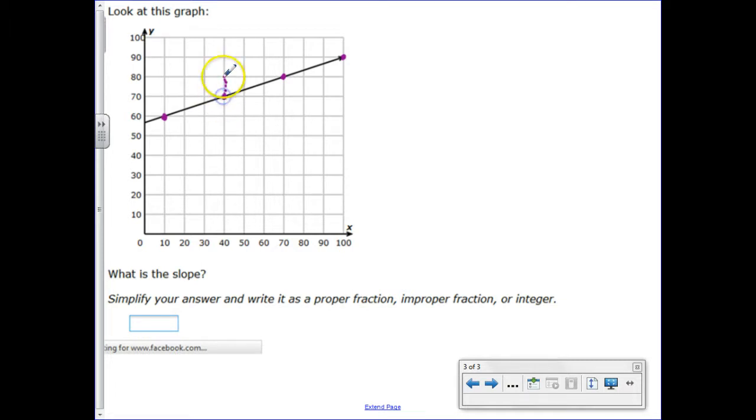This is my rise. I went from 70 to 80. So my change is that I was going up 10. My rise is positive 10. And then I'm going to the right. Well, I'm going 3 squares, but realize that my intervals are a quantity of 10 each. So I really went 30 to the right. And 10 over 30 in simplest form is 1/3. So enter 1/3. And there you go.